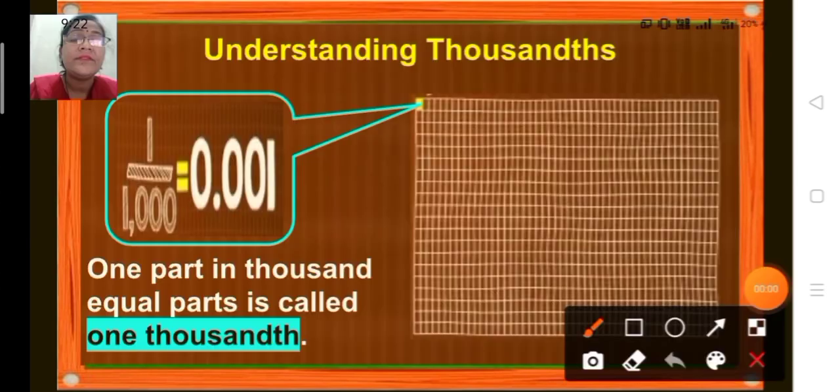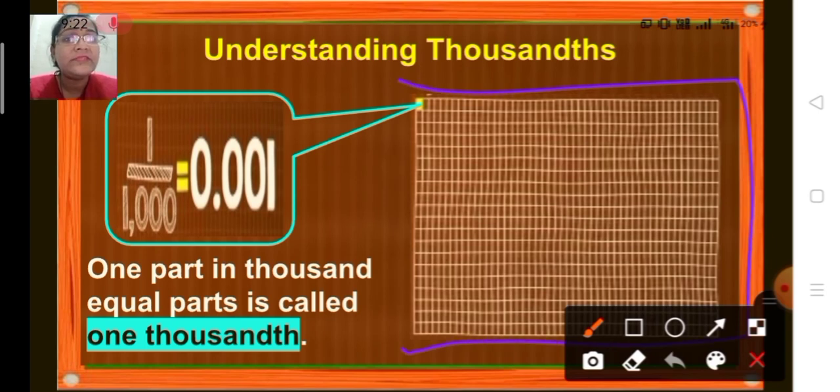Understood, children? Next topic is understanding thousandths. For this, children, the whole is divided into 1000 equal parts. Then the single part represents 1/1000th, and it is written as 1/1000 in fractional form, which is equal to 0.001 in decimals. So 1 part in 1000 equal parts is called 1/1000th.